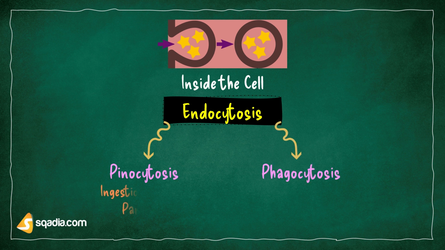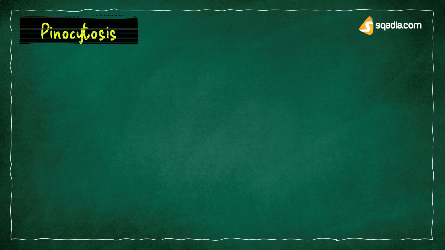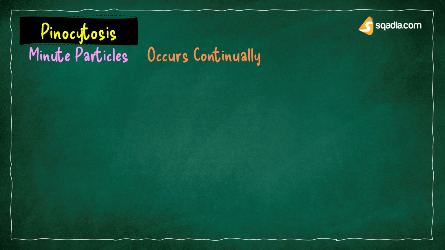Pinocytosis is the ingestion of small particles, while phagocytosis means the ingestion of large molecules. Both of these processes are almost the same. Pinocytosis means the ingestion of small particles that form vesicles of extracellular fluid and particulate constituents inside the cell cytoplasm. Pinocytosis occurs continually in the cell membranes of most cells, but is especially rapid in some cells.